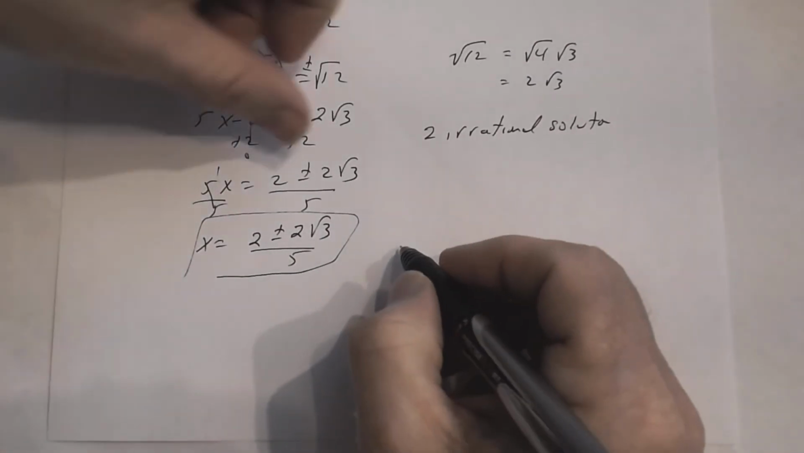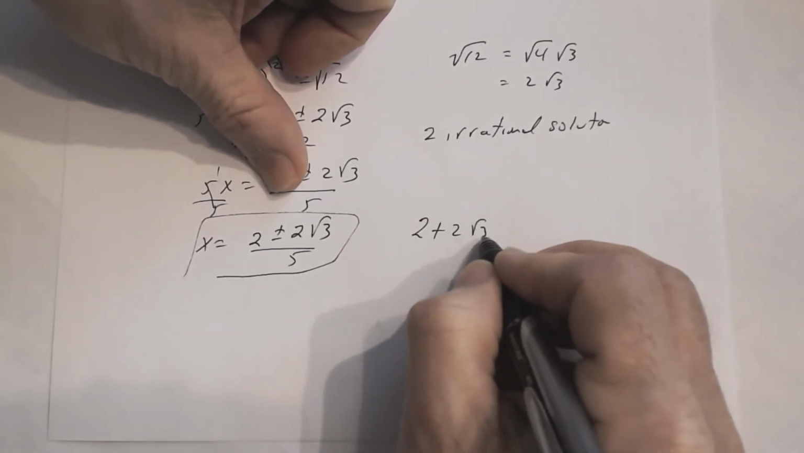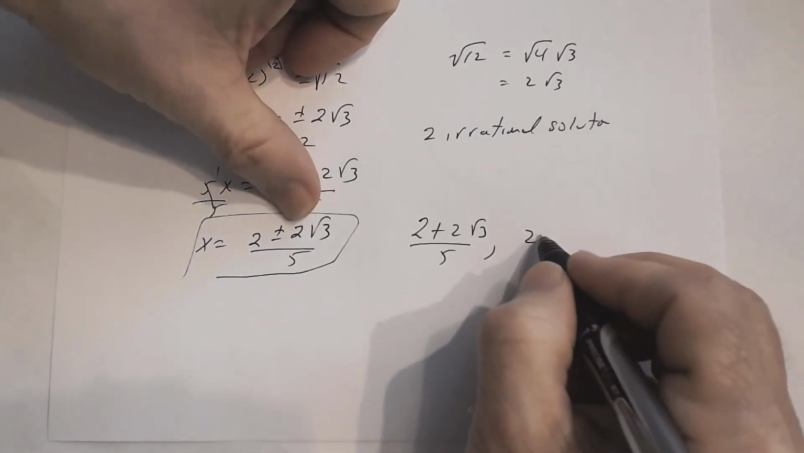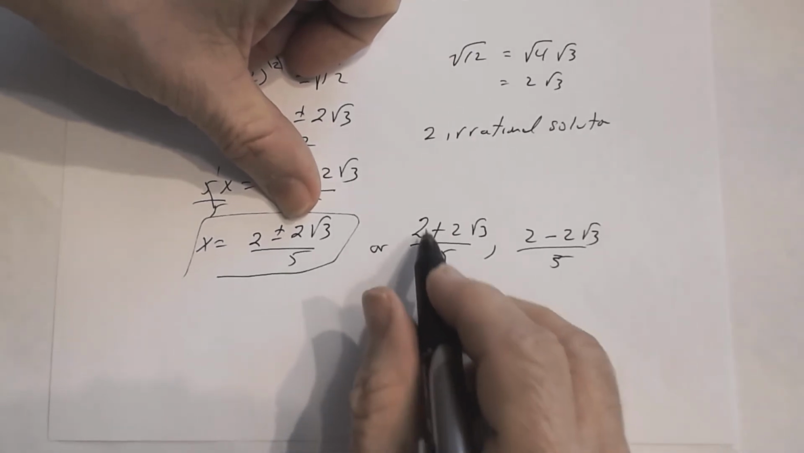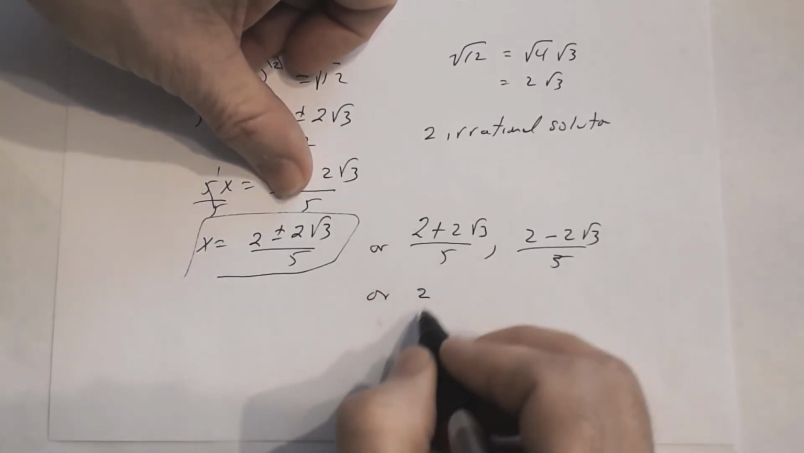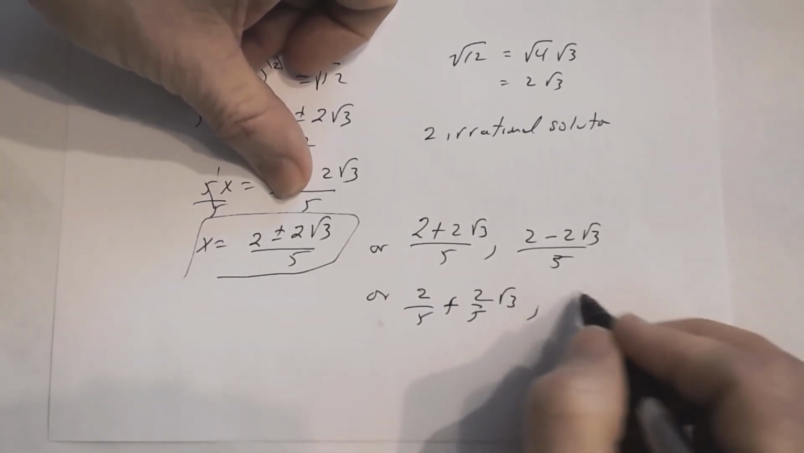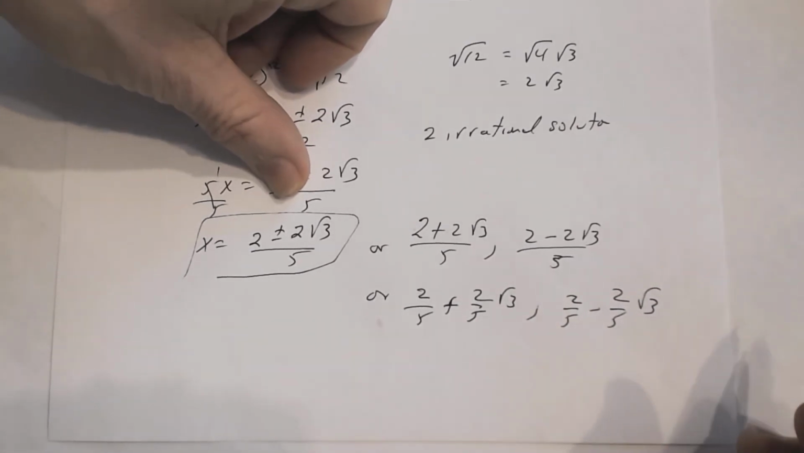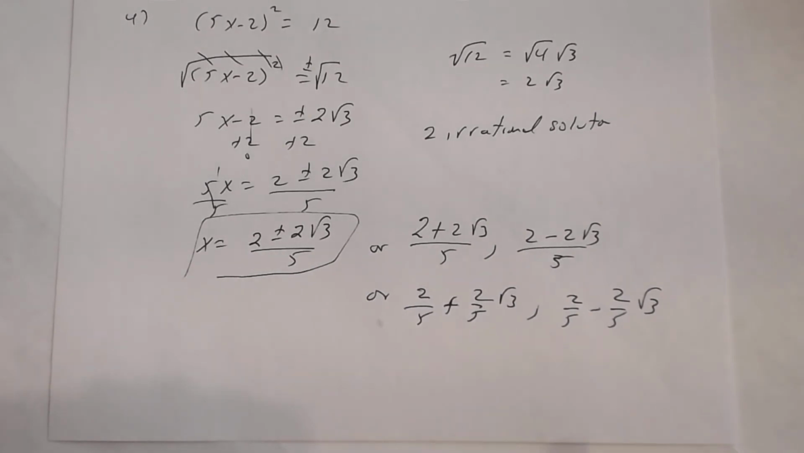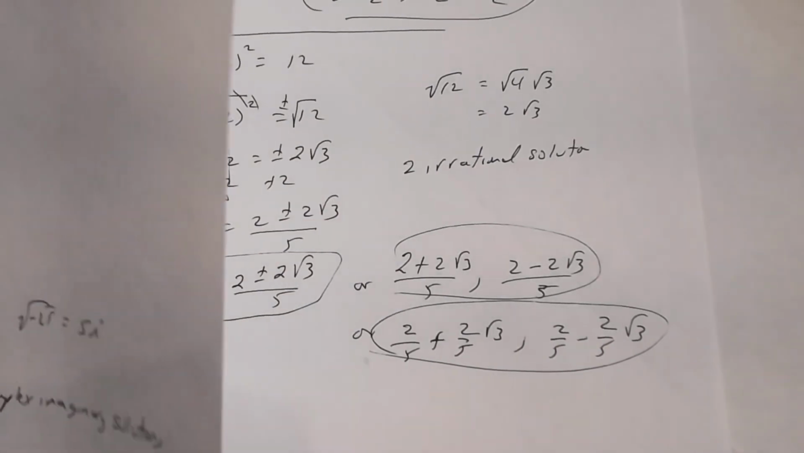Now, in my math lab, you're going to rewrite those two irrational solutions as 2 plus 2 square root of 3 divided by 5, comma, 2 minus 2 square root of 3 divided by 5. Or if you want to rewrite them as separate fractions, you can, to be 2/5 plus 2/5 square root of 3, comma, 2/5 minus 2/5 square root of 3. Okay? All right, so that is the key to worksheet on quadratic equations number 2.